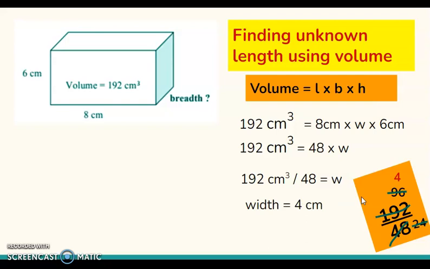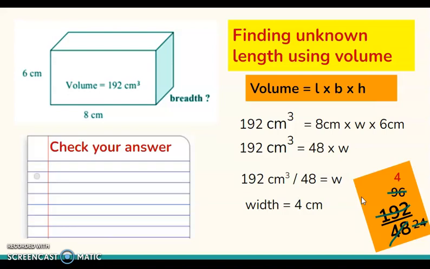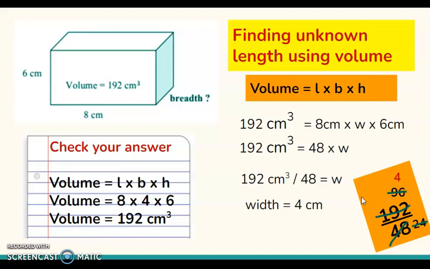Now comes the third step, that is checking your answer. For this, we will simply substitute the values of length, base and height into the formula. That is 8 multiplied by 4 multiplied by 6. 8 times 4 is 32, and then 32 times 6 is 192 cubic centimeter. So it means that we have solved it right.